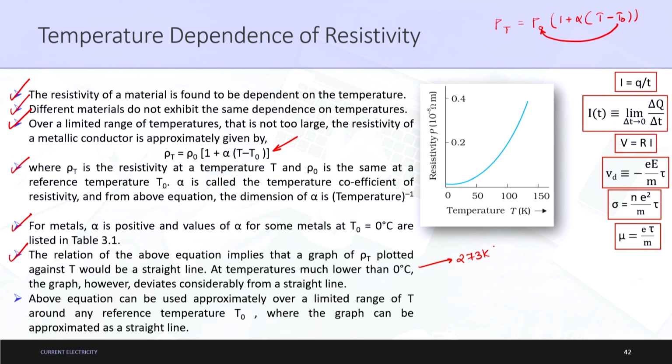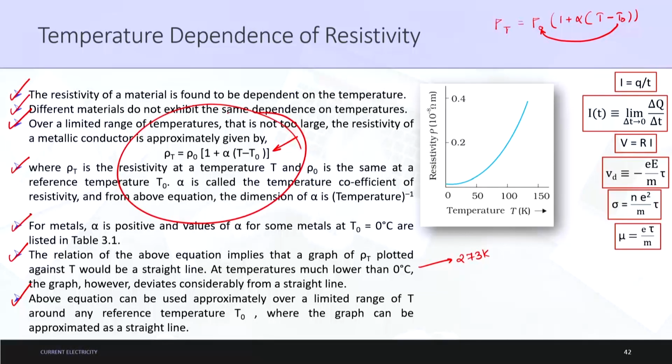Next concept: the above equation can be used approximately over a limited range of capital T around any reference temperature T naught, where the graph can be approximated as a straight line. So, this has to be used for a limited range. For 12th class purposes, that limited range will always be provided to you, you just need to find either the value of rho t or the value of capital T. You do not need to remember that limited range. For now, just remember this formula: rho t is equal to rho naught into 1 plus alpha delta T. Okay.